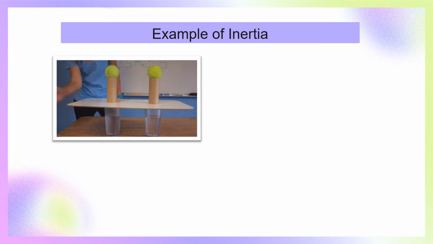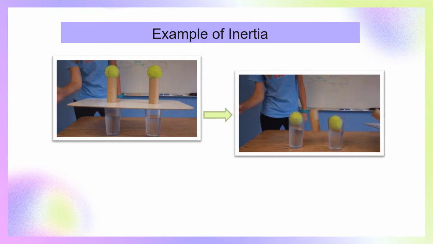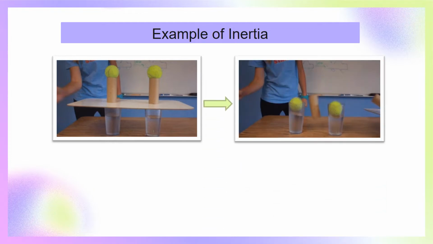These are two tennis balls. The original state of the tennis ball is at rest. You see what will happen to the tennis ball when the cardboard is pulled away quickly? Yes, good. The tennis ball drops straight into the glass. The inertia kept the tennis ball at rest. When there is no cardboard to support them, they will fall vertically downwards.